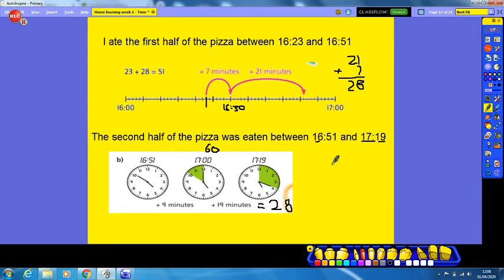To find out how long it took me to eat the whole pizza, it's going to be 28 plus 28. So 8 ones plus 8 ones equals 16 ones, and we exchange 10 of our ones for 1 ten. So I'll end up with 6 ones and 1 ten. Then 2 tens plus 2 tens plus another 10 equals 5 tens. And so it took me 56 minutes to eat my pizza.